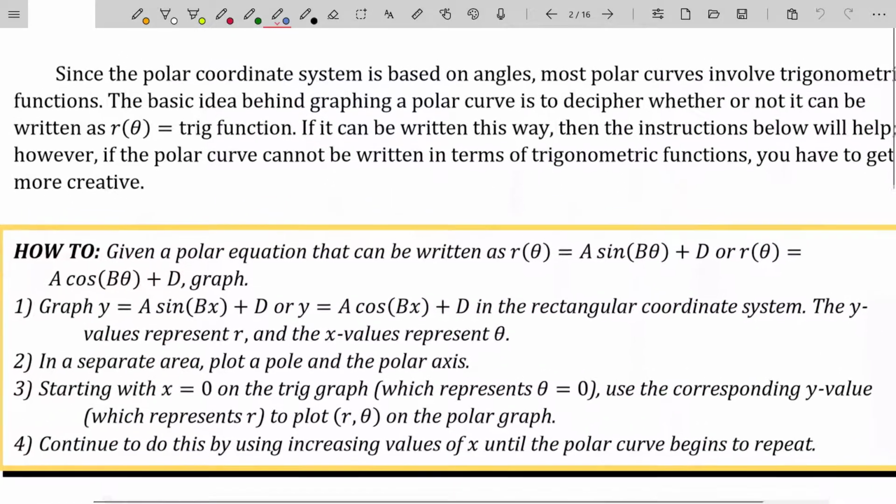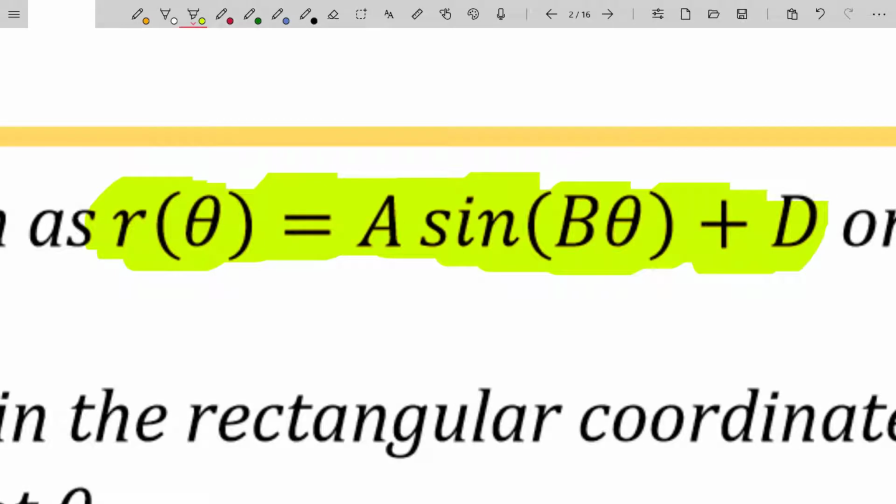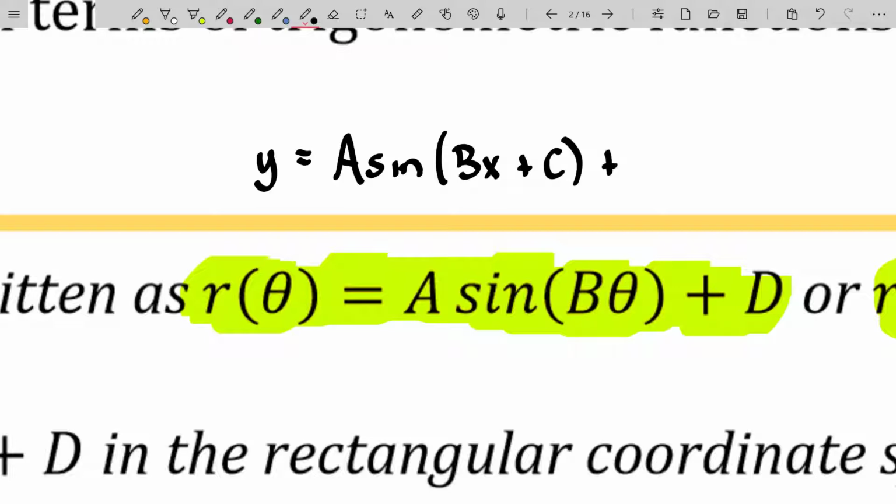So here's my how-to on how to graph a polar curve, as long as that polar curve is of the form r equals a times the sine, or r equals a times the cosine. And notice how I write this out: r is equal to a times the sine of b theta plus d. I write it that way because that's the way you learn trig functions in trigonometry. You learn to graph them as y equals a sine of bx plus c plus d. So I like to keep everything aligned as much as possible with what you've learned.